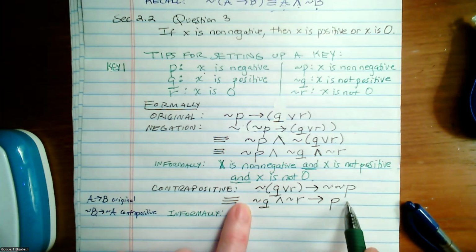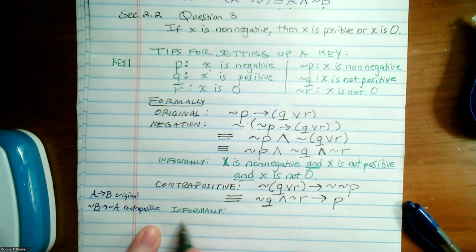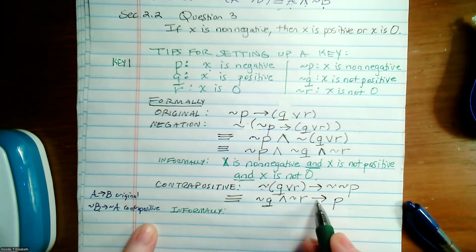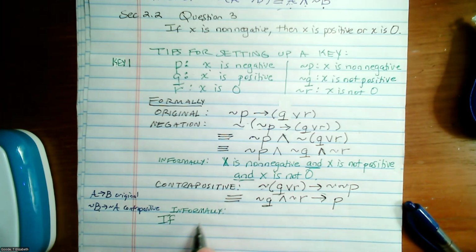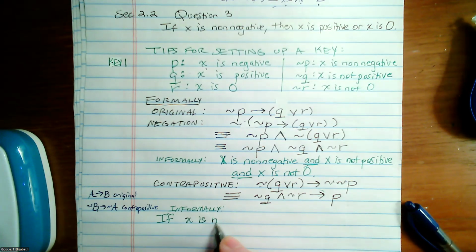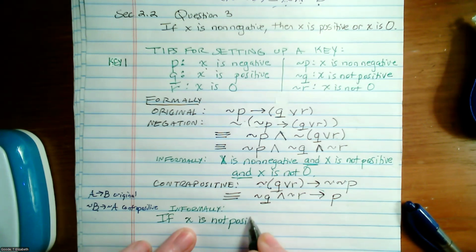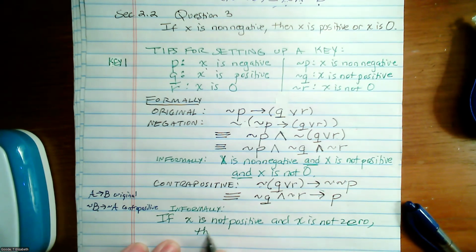So now if we're going to write this sentence as an English sentence, what would you write? X is non-negative. Well, we've got this arrow, which would almost be easier if it was here and here, because then we would get a reminder right here that we're writing an if-then. So if X is not positive, and X is not 0, then X is negative.